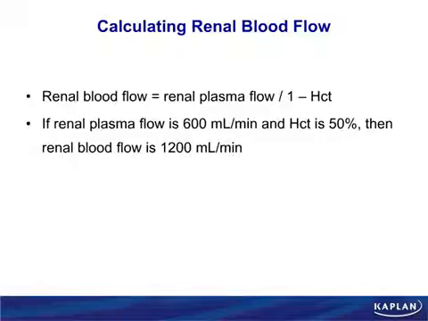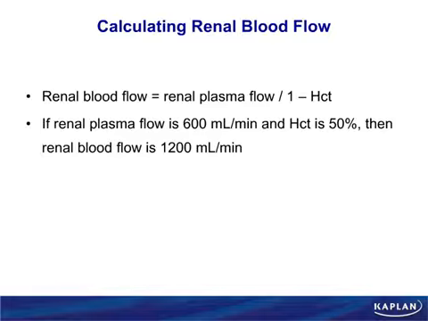Calculating renal blood flow. This is an equation that you should be familiar with for step 1. Renal blood flow is equal to renal plasma flow over 1 minus hematocrit. So what they might do here is they might make you calculate the effective renal plasma flow using the clearance of PAH, and then they'll give you the hematocrit and have you calculate the renal blood flow. So be familiar with this equation because they may ask you to calculate.